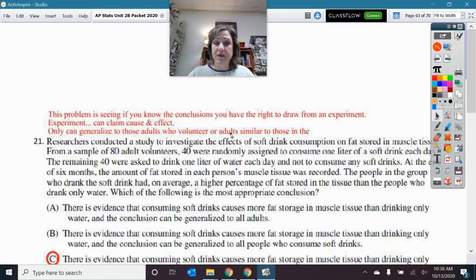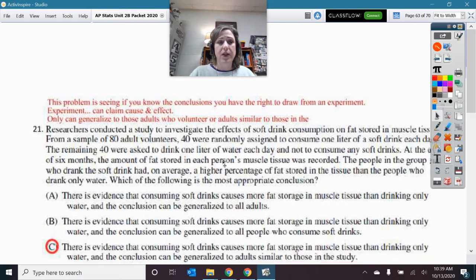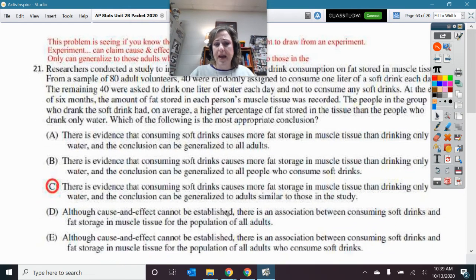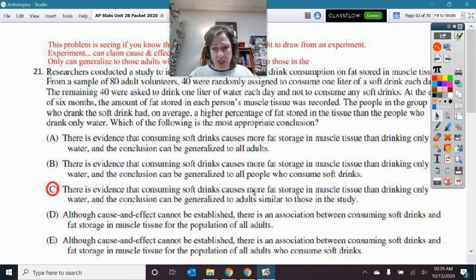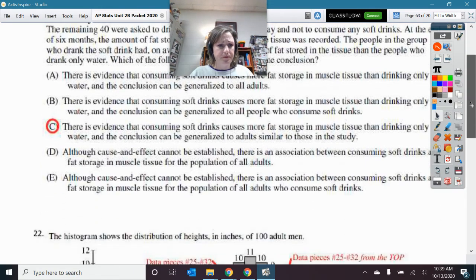Now, observational studies, remember, do not have random assignment to a treatment. So you cannot claim cause and effect. There could be some other lurking variable that's making it look like there's a link when it may not be the cause. But with observational studies, a lot of times you have random selection. And if you have random selection, then you can generalize. All right, so with this problem, it was about saying that we can conclude cause and effect, and we can only generalize to adults similar to those in the study.